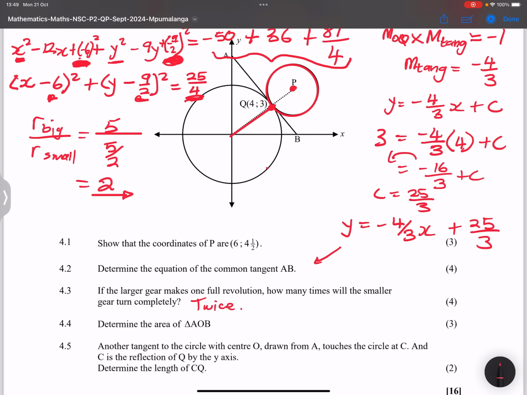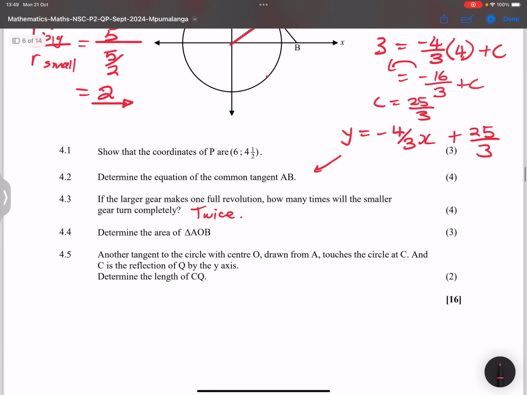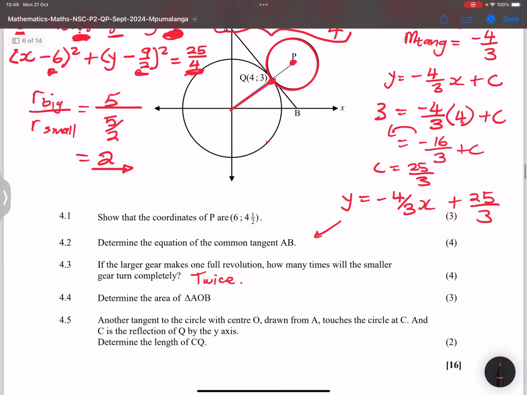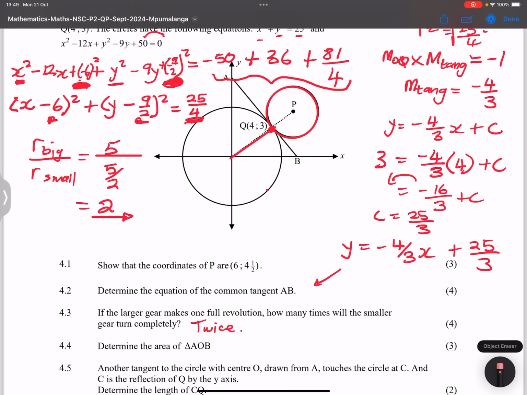Okay, right, and then they say in 4.4, determine the area of triangle AOB. Right, so let's look at that. So AOB. Okay, so we're looking for that triangle over there. Right, so I need to find out what are the x and y intercept respectively of that tangent, right? So let's find them first.